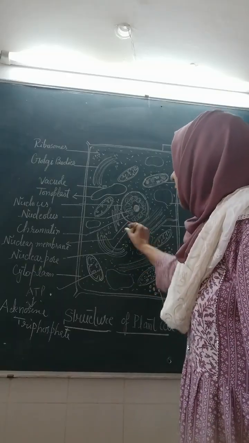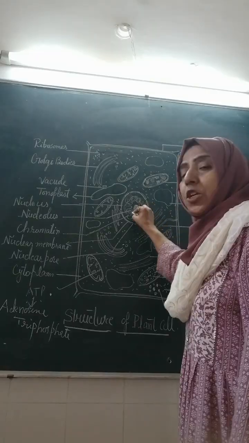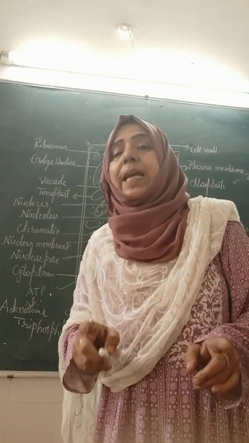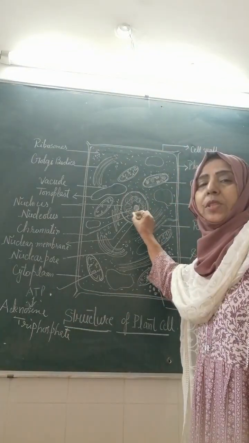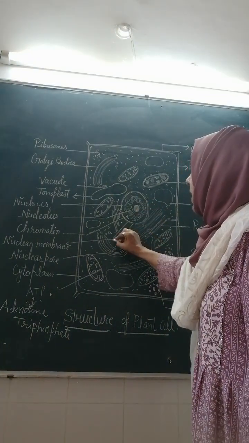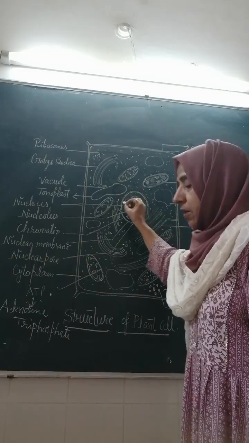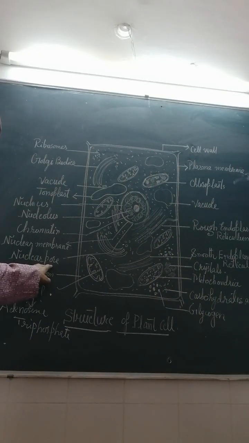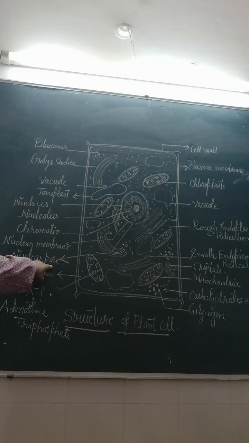So material is transported between the cytoplasm and the nucleoplasm. The cytoplasm which is present inside the nucleus is called nucleoplasm. So there is exchange and transport of material between nucleoplasm and cytoplasm. The nuclear membrane also has small pores which are called nuclear pores. With the help of these nuclear pores, transport of material takes place.